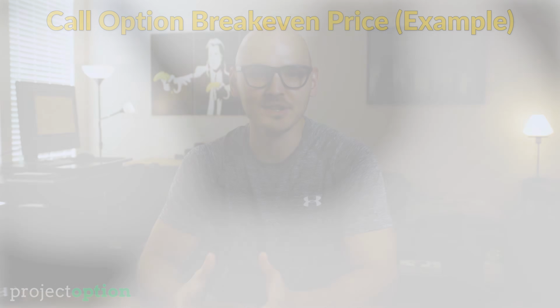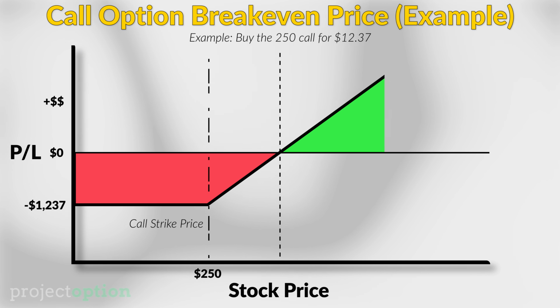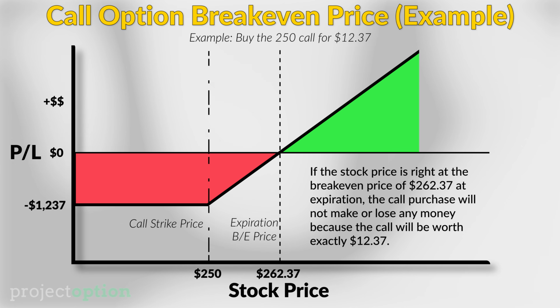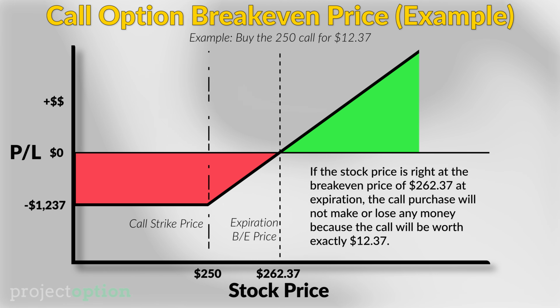If I buy a call option with a strike price of $250 and I pay $12.37 to enter that position, then the break-even price of this call option position is $262.37, which is the strike price plus the entry price. What this break-even price means is that at expiration, if the stock price is at $262.37, then I will not make or lose any money on this call option purchase, and that's because the call option with a strike price of $250 will be worth $12.37 if the stock price is right at $262.37 at the time of the call option's expiration date.